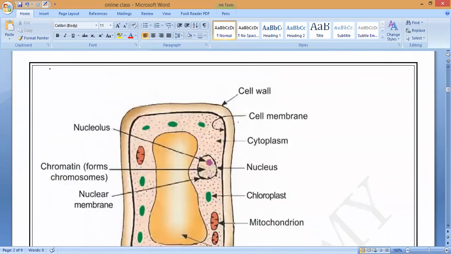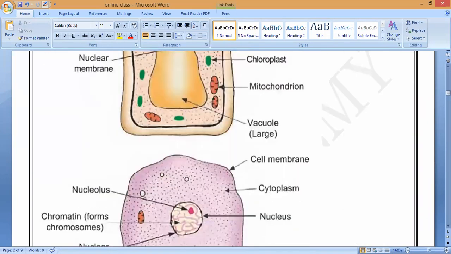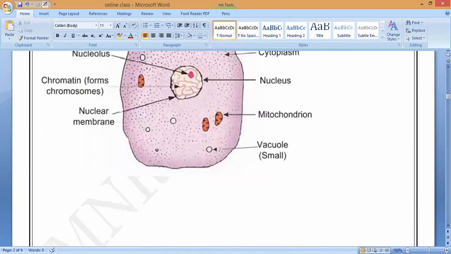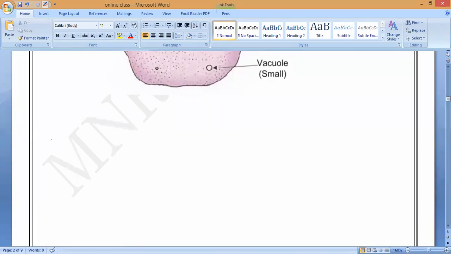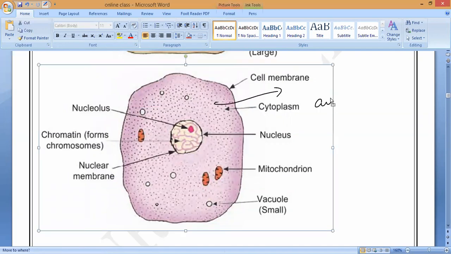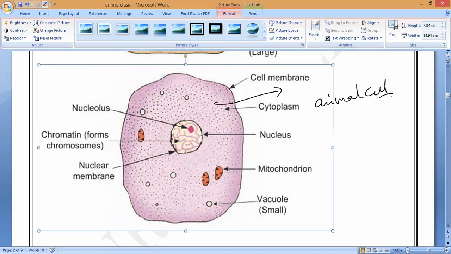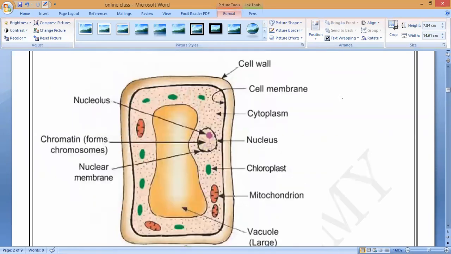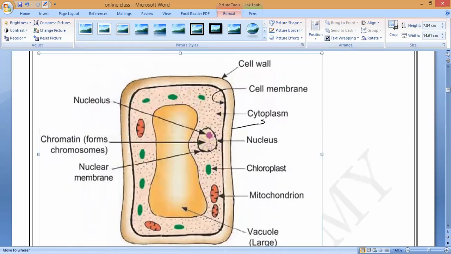Clear? Now, if you understand this, next we are going to study the cell wall. You can observe these two pictures. Which is the animal cell and which is the plant cell? This is the animal cell. But this one is the plant cell. Here the cell wall is present only in plants.